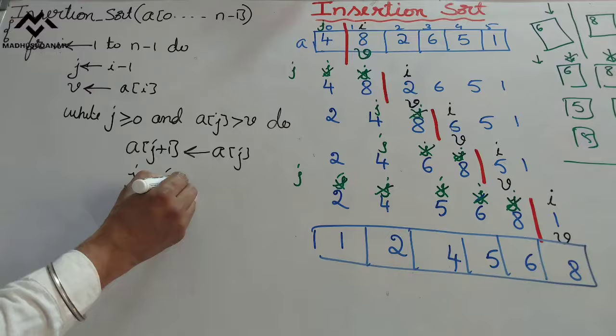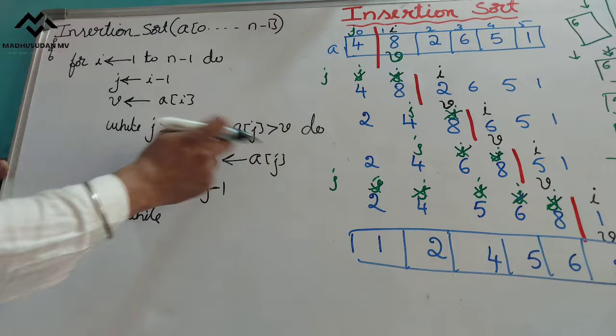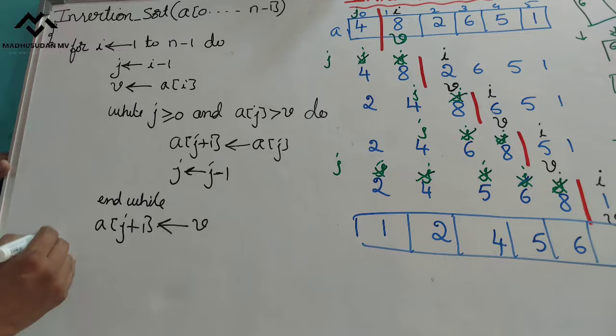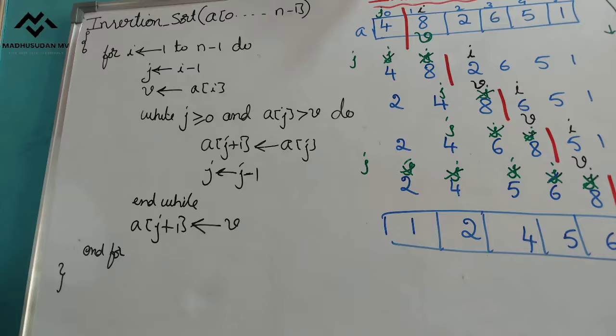Whenever any of these two conditions fails, in front of the Jth position, I am keeping the value. So, in front of J means J plus 1. In this position, I'm keeping its value. Okay. So, that's it. The algorithm ends, end for. This is my algorithm, insertion sort. Okay. Hope you understood. Now, the analysis.